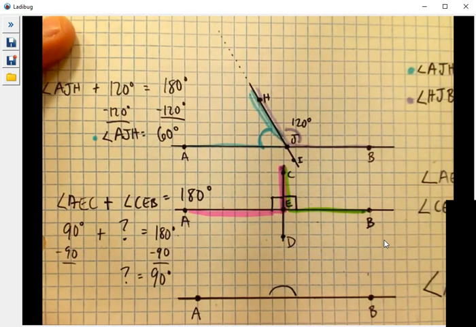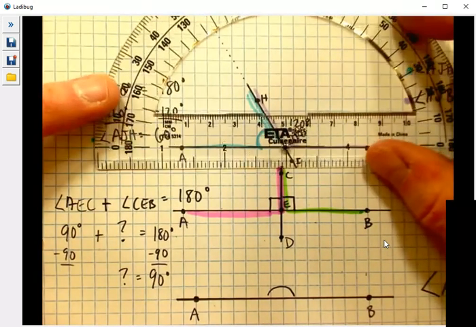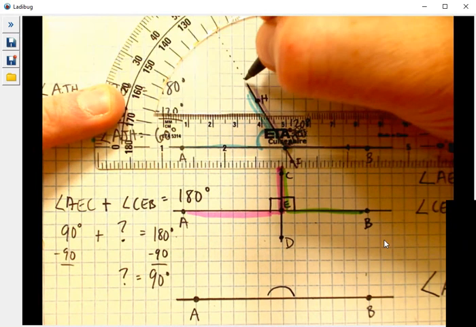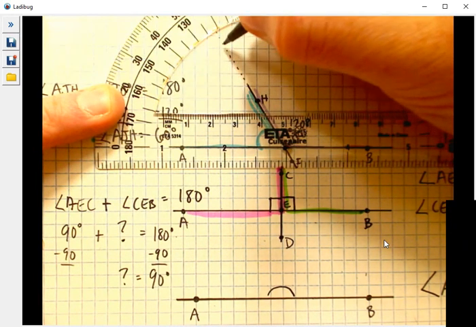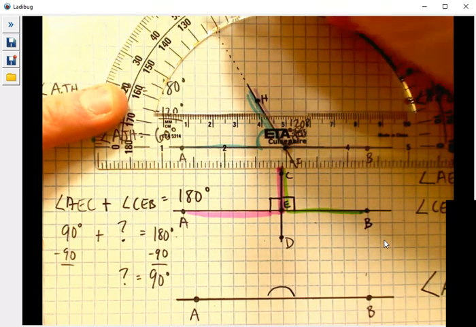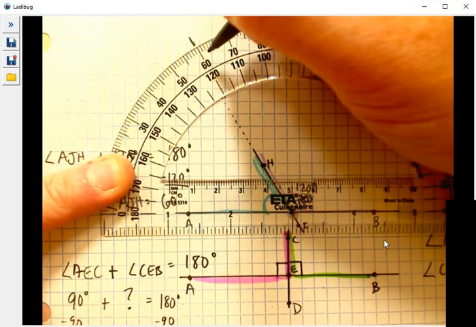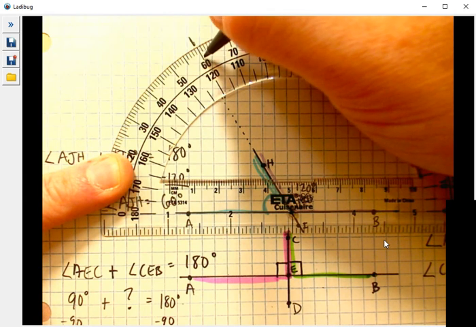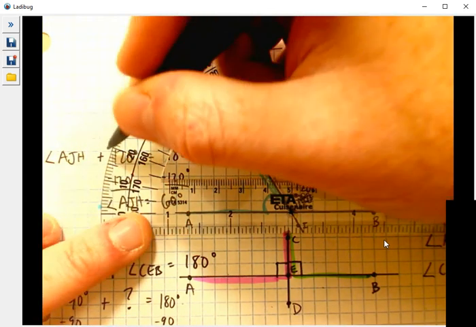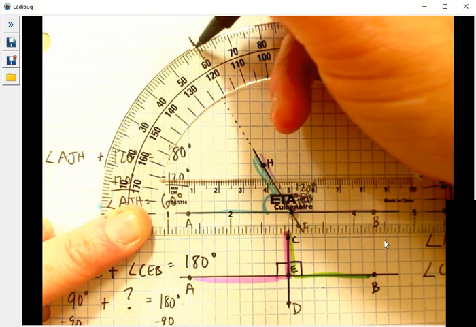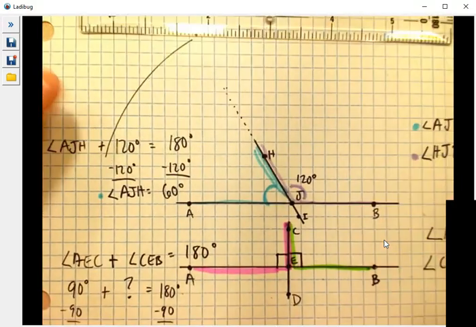Let's check that with our protractor. If I were to extend my line like I did, it matches up with that 120 again, but notice on the outside here is my 60 degrees. So this is my acute angle. If I went this way, it would match up right here at 60 degrees. So it worked out perfectly.